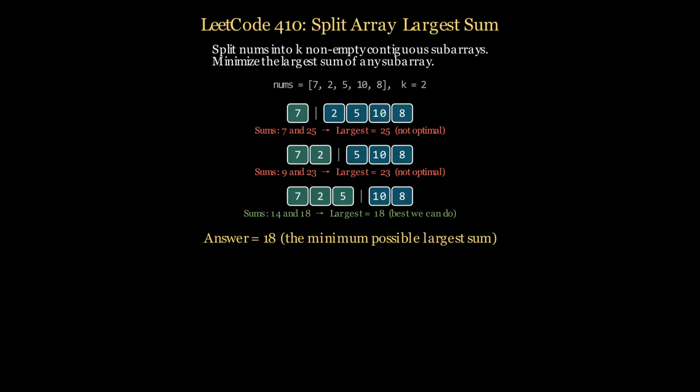Leetcode 410, split array largest sum. Split the array into k contiguous subarrays and minimize the largest sum of any subarray. Here nums is 7, 2, 5, 10, 8 and k is 2. Example splits are not the answer, we return a number.